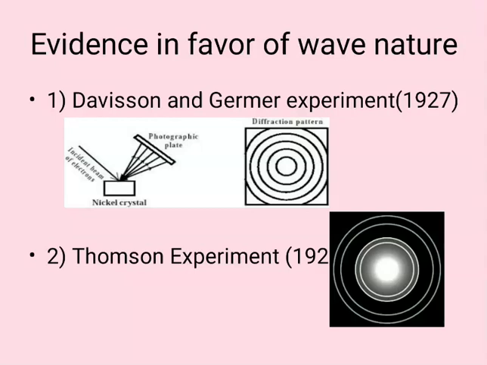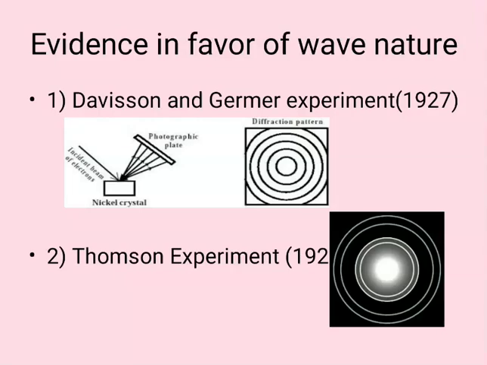So in favor of wave nature, we can discuss the Davisson and Germer experiment. In 1927, C.P. Davisson and Germer performed a diffraction experiment on the electron. A beam of electrons emitted from a red hot tungsten filament was subjected to an electric field. Why was the beam of electrons subjected to an electric field? So that the electrons can be accelerated, their speed can be increased.